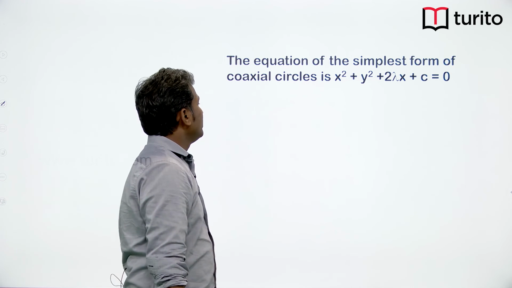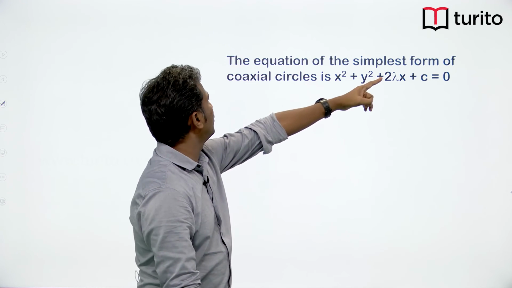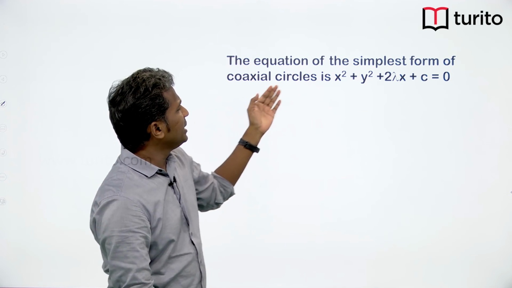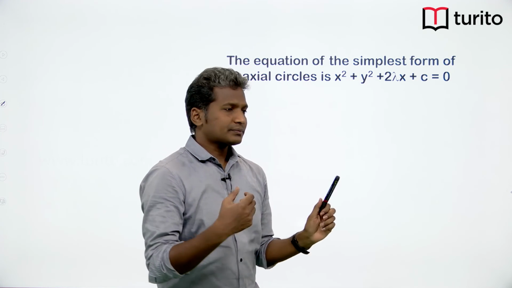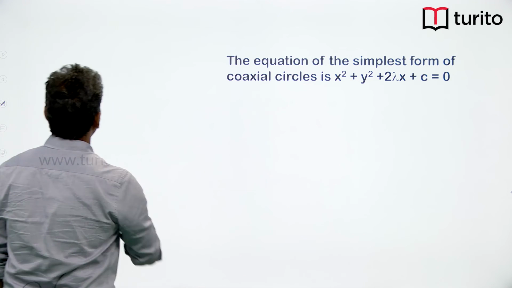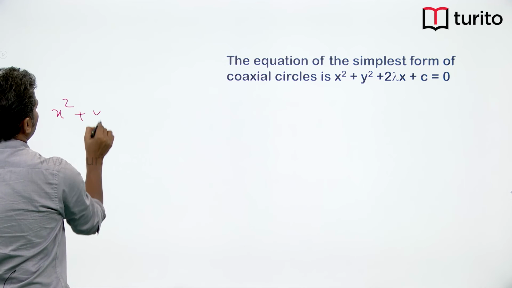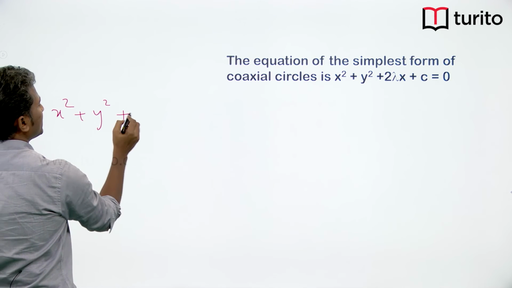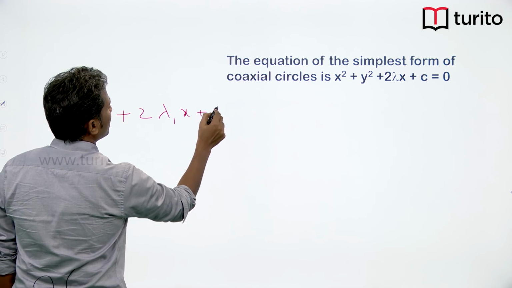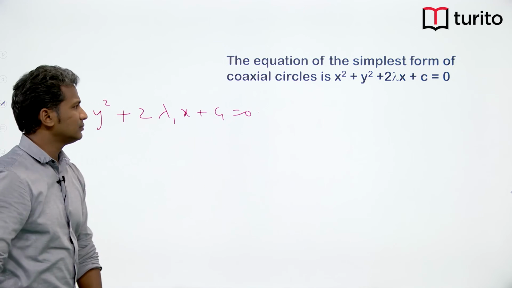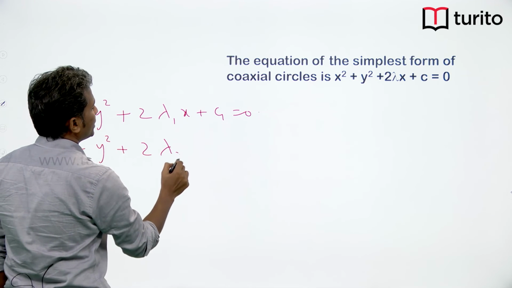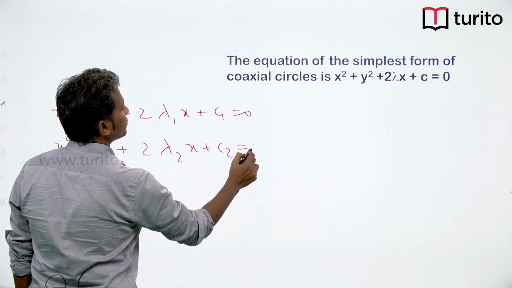So, here if we look at this, equation of the simplest form of coaxial circles is this. Now, what is the meaning of this? Simplest form means, let us say I take two circles of this kind. Let us say I take a circle here, x square plus y square plus 2 lambda 1 x plus c1 equal to 0. And x square plus y square plus 2 lambda 2 x plus c2 equal to 0.